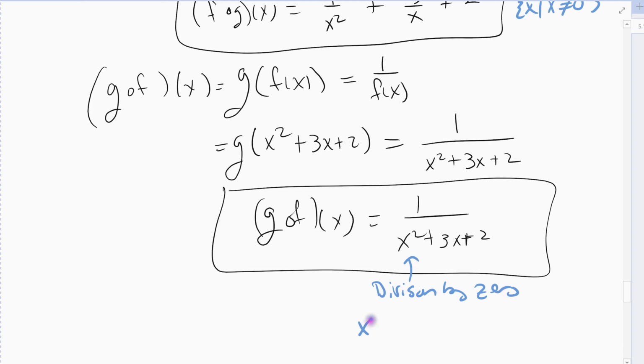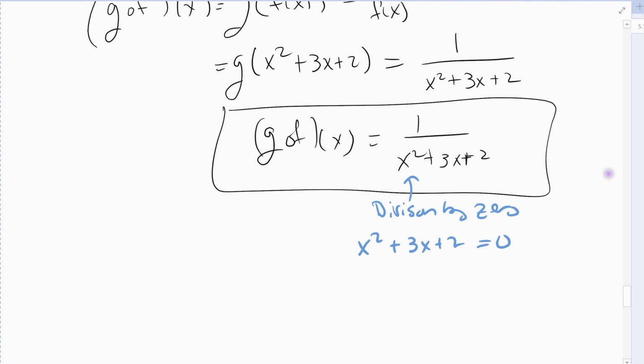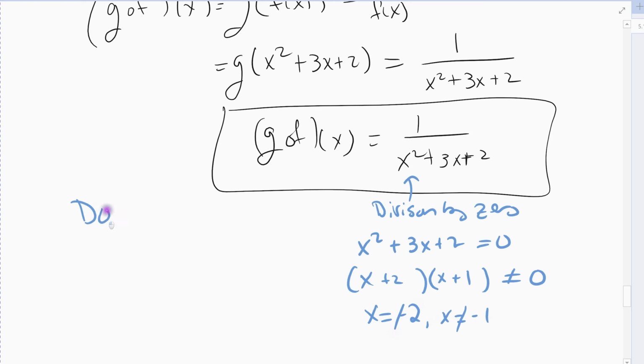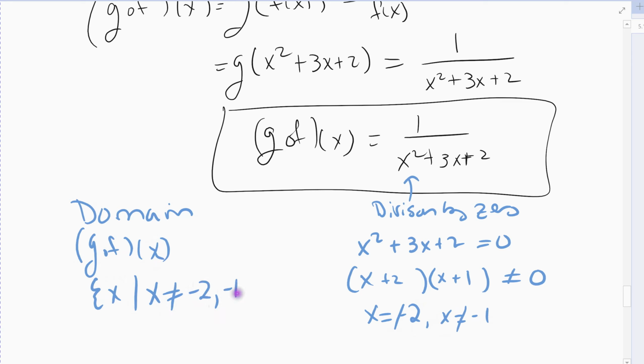And so I have to figure out, are there any x values where that quadratic will give me zero? So I have to find the zeros of that. And this one actually does factor nicely. Those are the ones I have to throw out. It factors into x plus 2, x plus 1. And so negative 2 and negative 1 are my zeros, and those are what I have to throw away. So the domain of g of f of x is every x value such that x cannot be negative 2 or negative 1. Everything else is fine though.